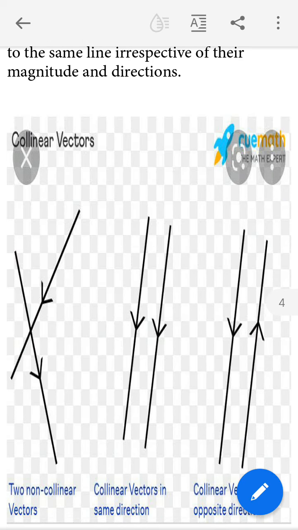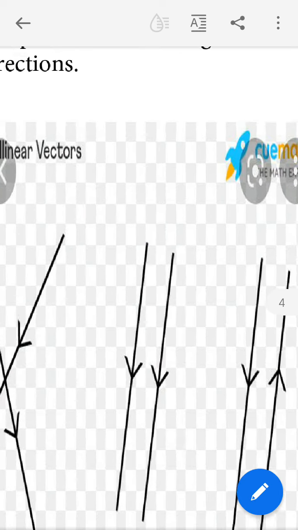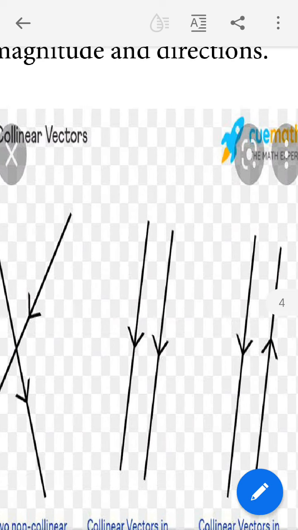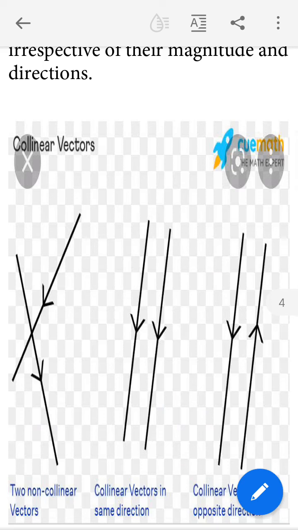So from the first image on the left, we cannot call it collinear vectors because the lines intersect, so we call it two non-collinear vectors. It is not part of collinear vectors. The second and the third picture are examples of collinear vectors.